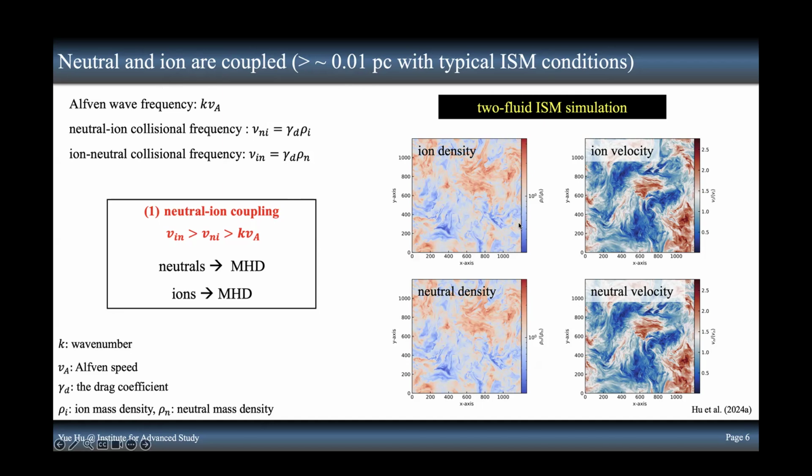And on the right side is another example of a two-fluid ISM simulation. On the top are ion density and ion velocity, and on the bottom are neutral density and neutral velocity. You can see that the neutral density and neutral velocity are identical to the ion density and ion velocity. Therefore, neutrals can still feel the MHD effect. So we can also use neutral gas to trace the magnetic field, we just need the observation resolution to be larger than 0.01 parsec.